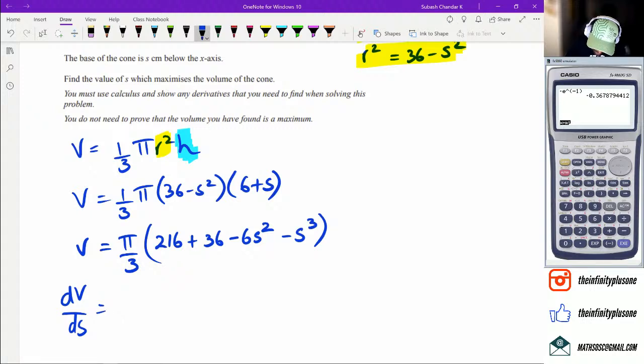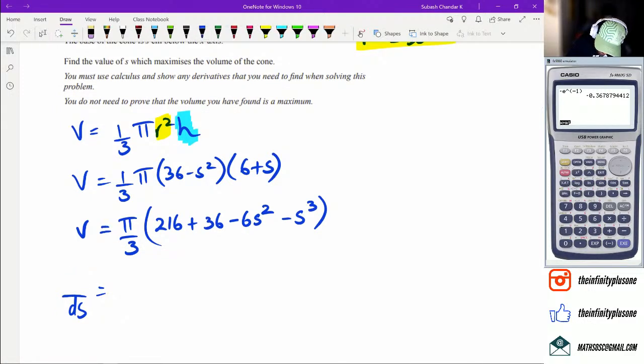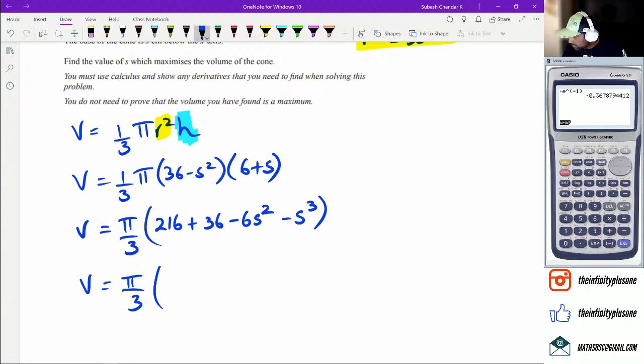dV/ds is equal to, because pi over 3 is outside, let me just simplify this first before I differentiate it. I get a feeling I've missed something. There we go. I know where my mistake is. 36s. Thank you, Aiko. I thought something looked a bit odd.